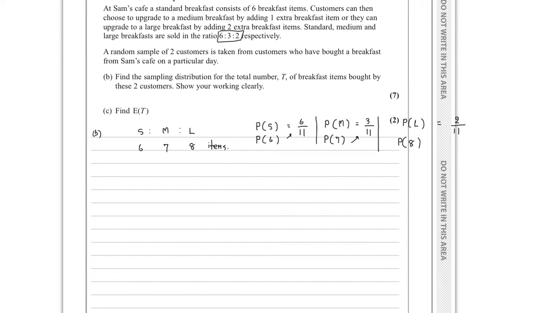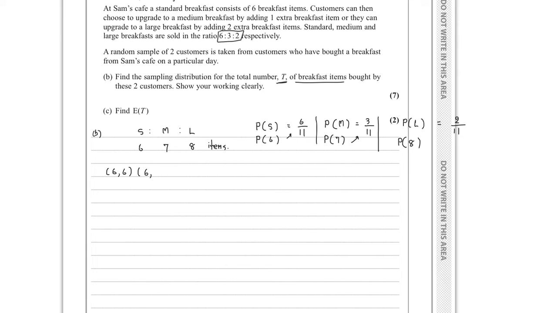Now let's see, we have 2 customers here to consider. They can pick any type of breakfast. So let's find out what are the combinations of the number of items of breakfast that they are going to choose. Because T, our random variable in this case, is the total number of breakfast items from these 2 customers. The first customer could pick 6 items, which is small. And also the second person could pick 6 items. Alright, so that's 6, 6.